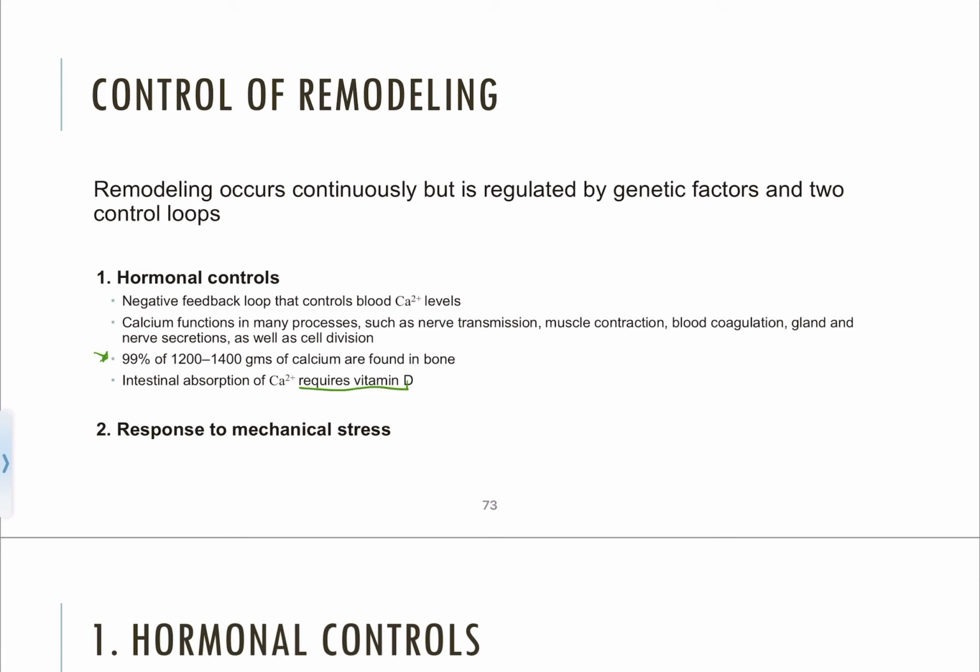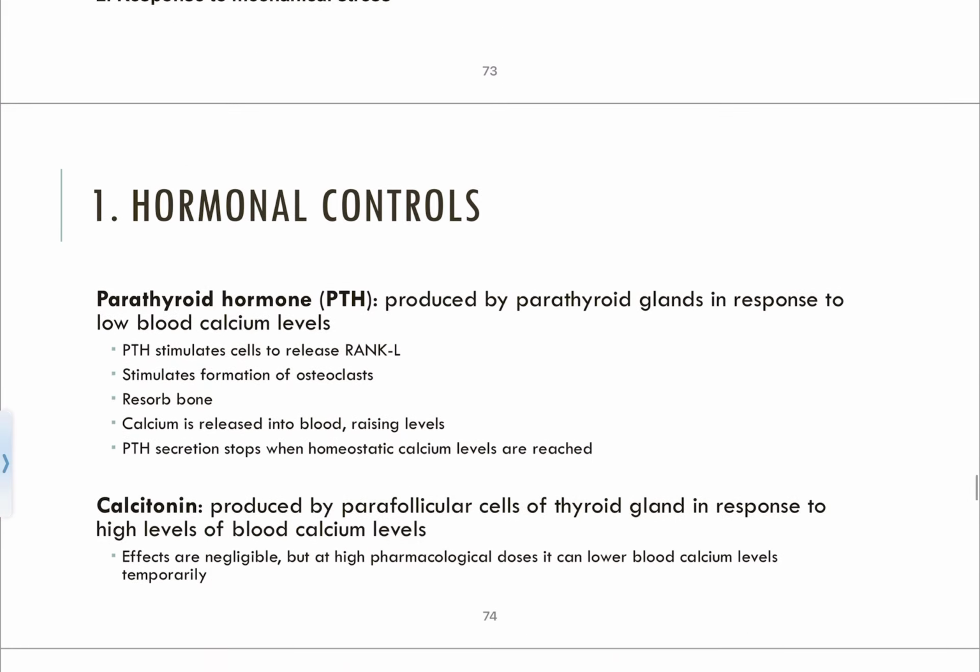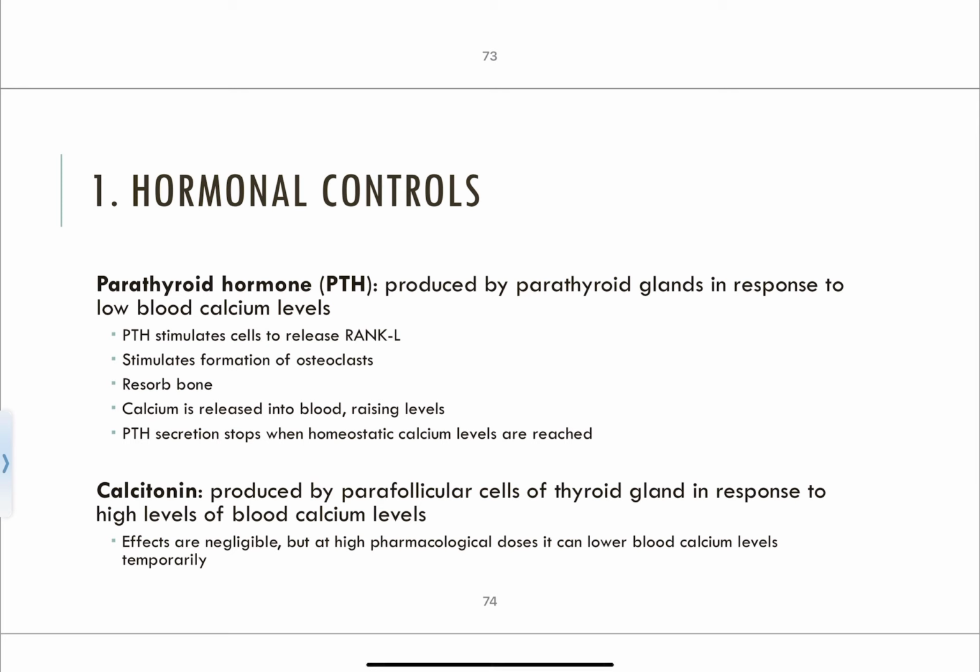The other way we can control remodeling is response to mechanical stress, which we'll talk about Wolff's Law in a second. So let's talk a little bit more about hormonal controls. Parathyroid hormone is your major player here. Basically, it only works to control the blood levels of calcium, not the actual strength of the skeleton itself. So we have to have very specific levels of calcium in our blood. If the levels drop too low or they drop too high, it's going to trigger something to happen.